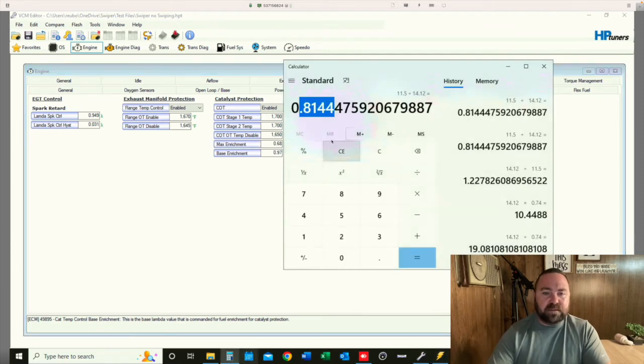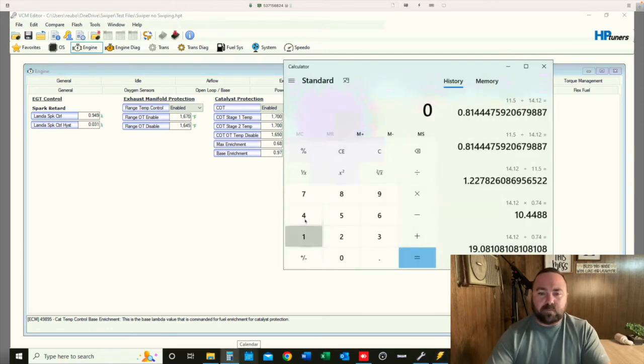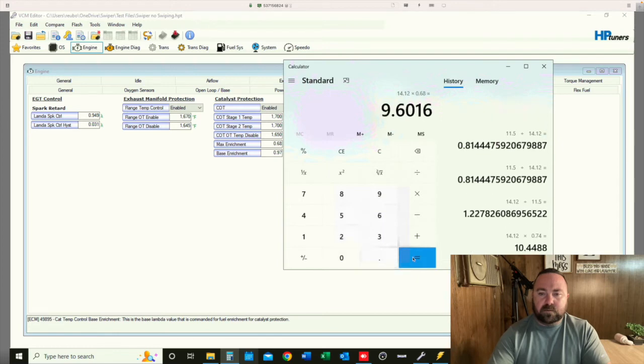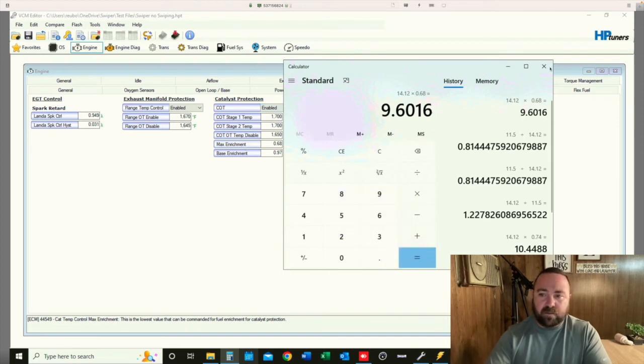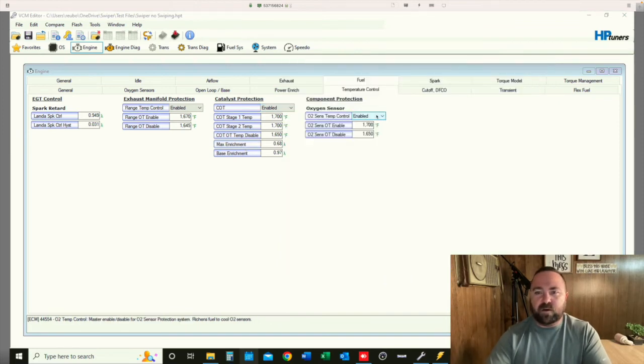So what does that translate into? Again, we'll take our Stoich. Multiply that by 0.68. 9.5 to 1. So that's rich. That's pig rich. If it gets up there, you're not going to be able to get any boost or rev this thing at all before it runs out of injector.